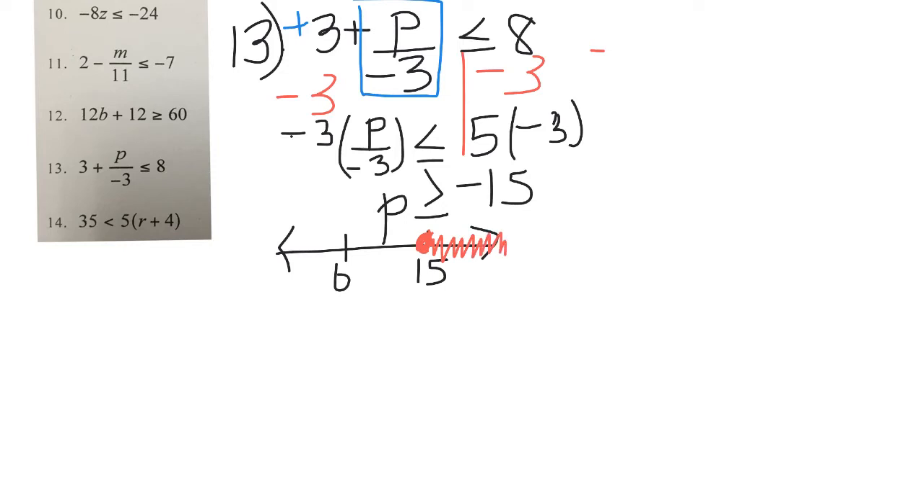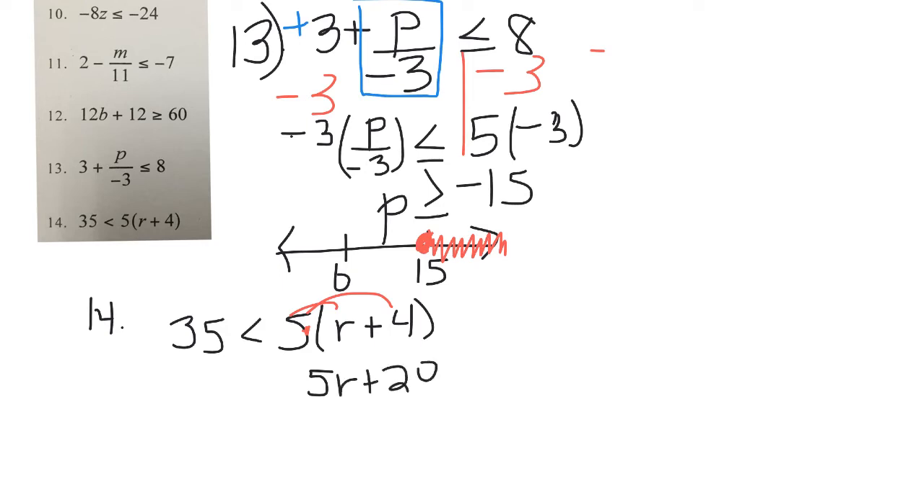Okay, and then number 14. 35 less than 5 times r plus 4. So on this one, we're going to distribute my 5. When you have a number in front of the parentheses, remember that this means you're multiplying. So I can distribute: 5r plus 20, 5 times 4. And then we'll solve the problem like usual. Minus the 20. So 15 less than 5r, divided by the 5.